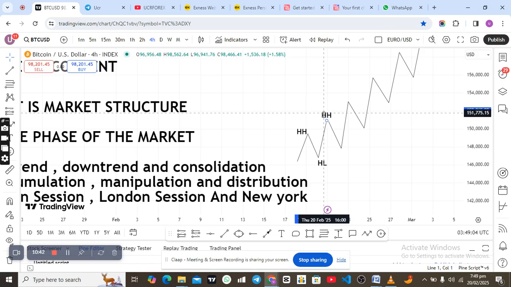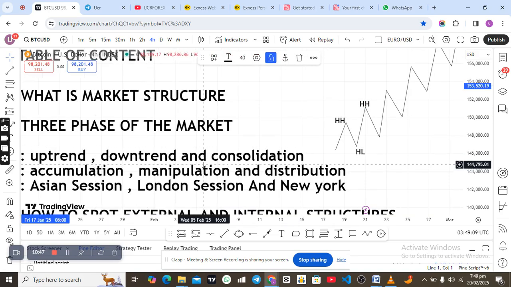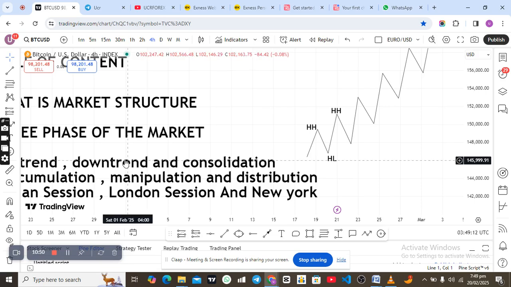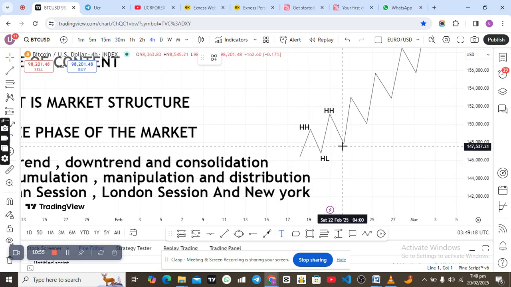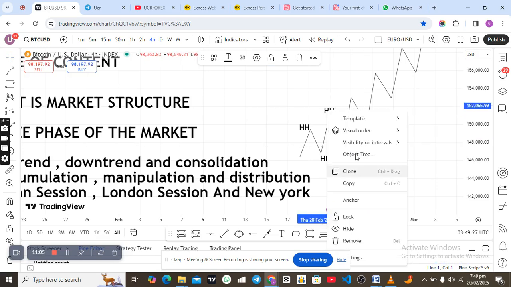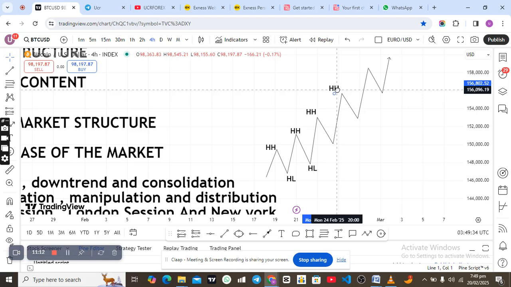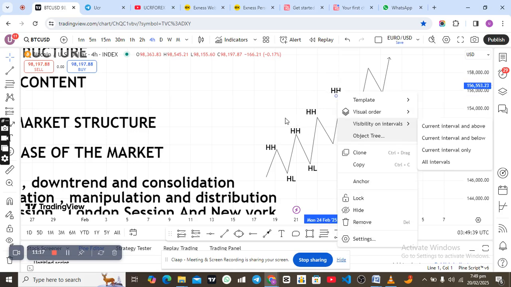When we talk about accumulation, manipulation, distribution, I need to explain all these things before I can explain this. Whenever the market is an uptrend market, the market breaks a new high and forms a new higher high, and the market keeps respecting the previous higher low. It will never take out the previous higher low. It will always respect the previous higher low and keep pushing to the upside, printing new lows that are greater than the others.